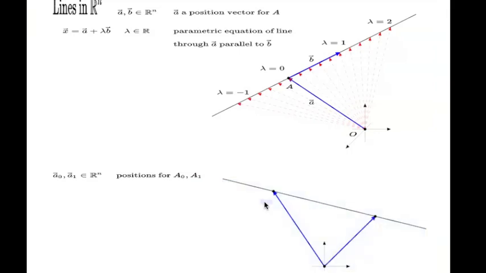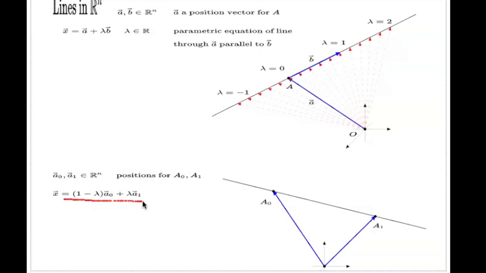So here's my position vector for the point A0. That's the position vector of the point A1. You might see the equation of this form then: X equals (1 minus lambda) times the A0 vector plus lambda times A1 vector. That's the other form in which the equation appears very often. And that's also the equation of a line, although the geometric connection with the given vectors is slightly different. This is a line which goes through the tips of the A0 and A1 vectors.